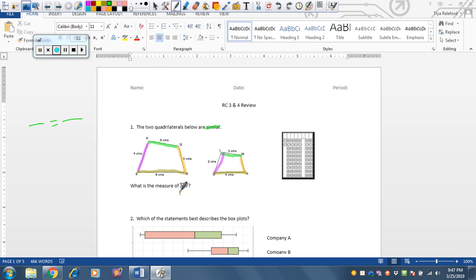Now the question says, what is the measure of MN? So you need to find line MN. Well, here's M to N. We're going to call that X for now. So I always start with what I'm looking for. I'm looking for X. I can pick any other number in this shape. What number would you like to use in the same shape as X?